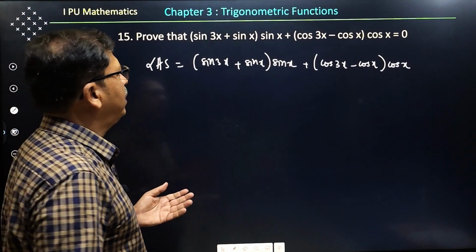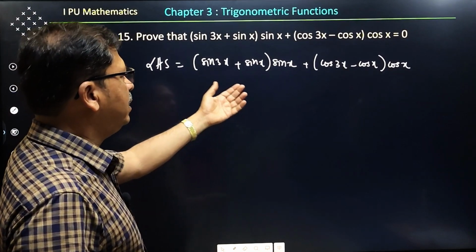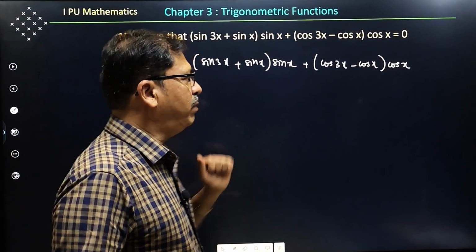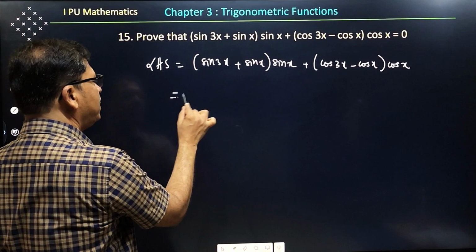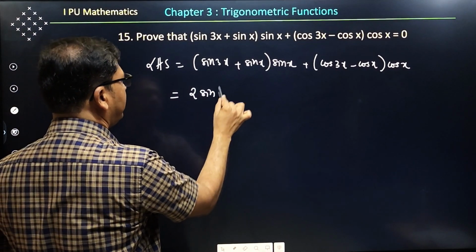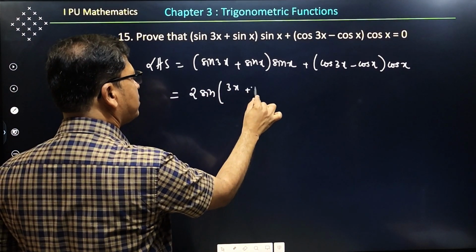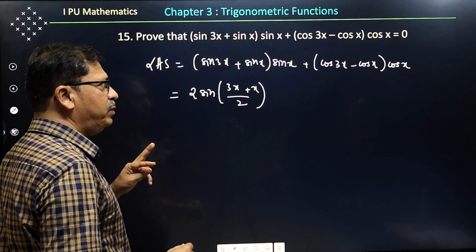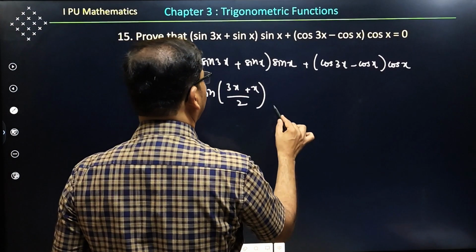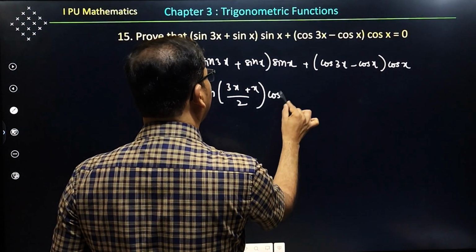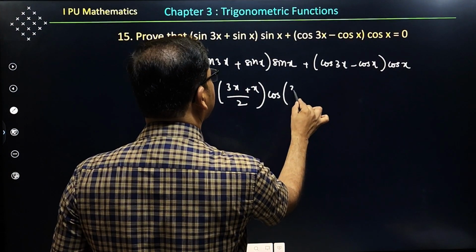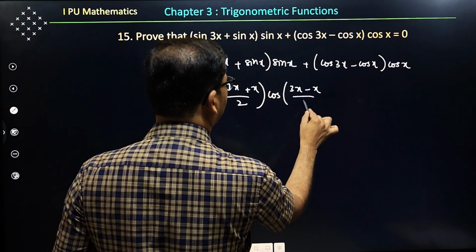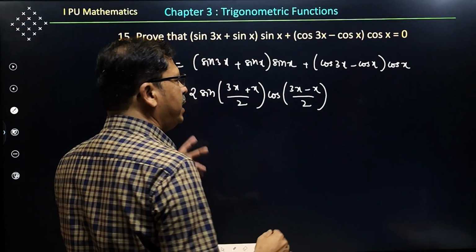I would like to apply the transformation formula. For this sin c plus sin d, for this cos c minus cos d. 2 times you apply. What happens, you see here. Sin c plus sin d is 2 into sin of c plus d divided by 2, that is 3x plus x by 2, into cos of c minus d divided by 2, that is 3x minus x divided by 2, into sin x is there outside.